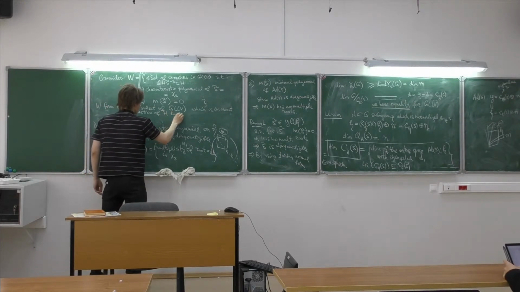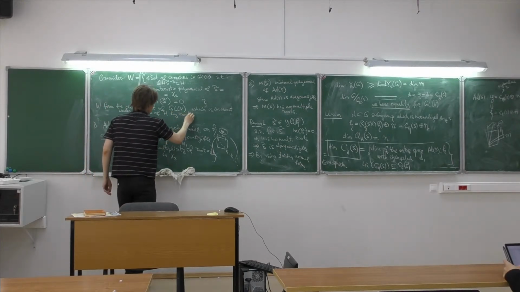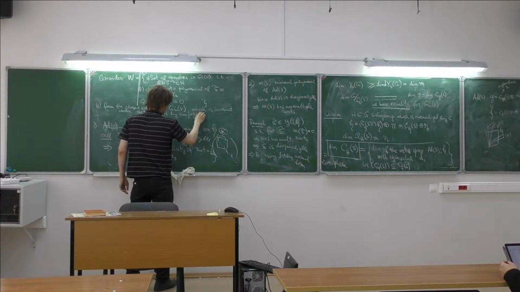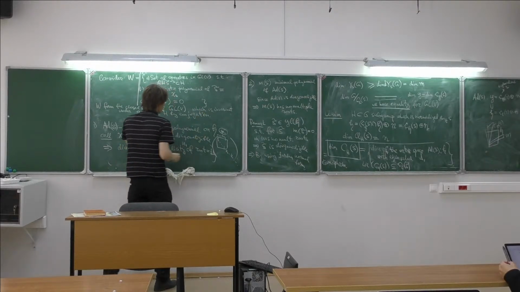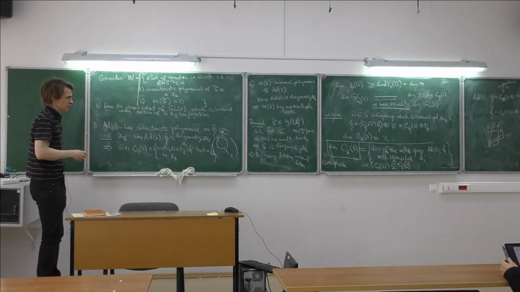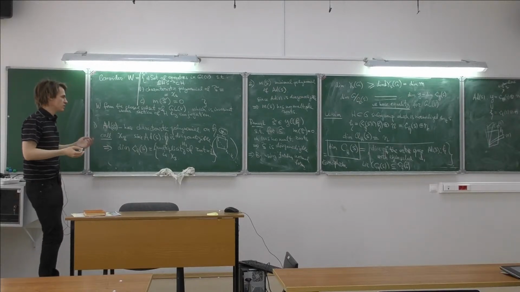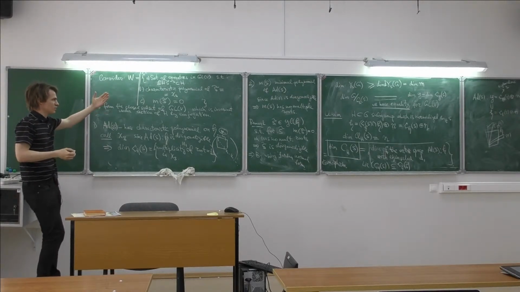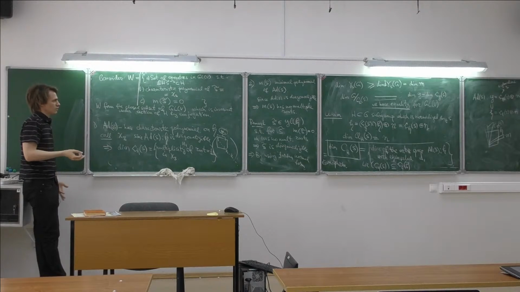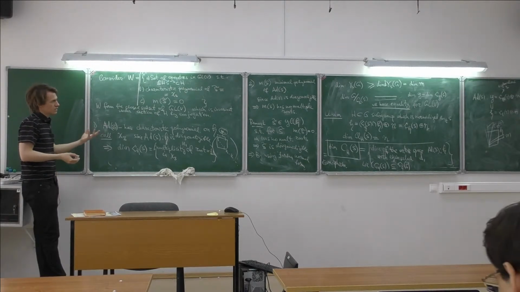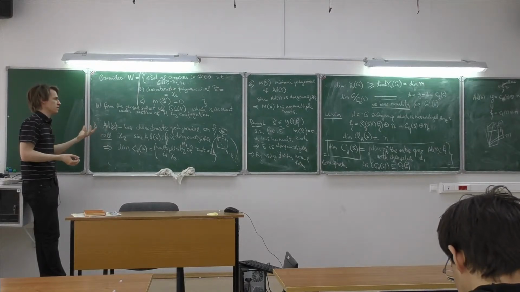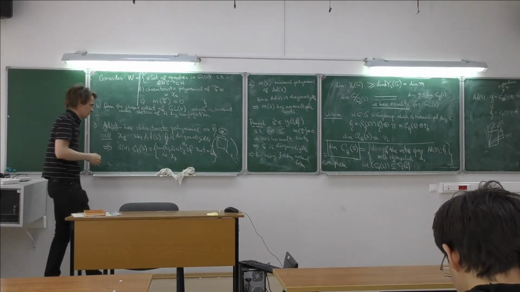By conjugations. So all orbit lies in this subset. Yeah. So why is it important for us? Yeah. So what can be said about the operators in these subsets?